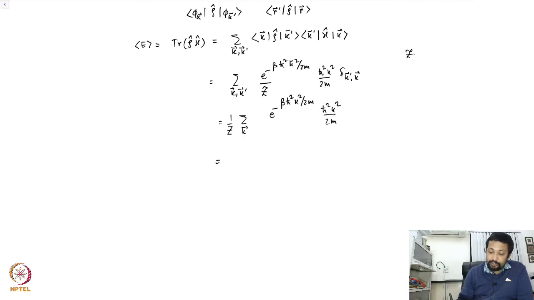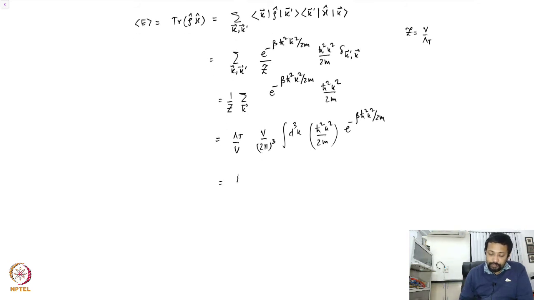I know that the single particle partition function is v over lambda t, so this becomes lambda t over v. The sum over k can again be converted to an integral, d cube k, and I have h bar square k square over twice m times e to the power minus beta h bar square k square over twice m. Which means I have lambda t over v, over 2 pi whole cube, h bar square over twice m, and the integral over dk. This gives me a factor k square, and there is already a factor k square, so this is e to the power minus beta h bar square k square over twice m.